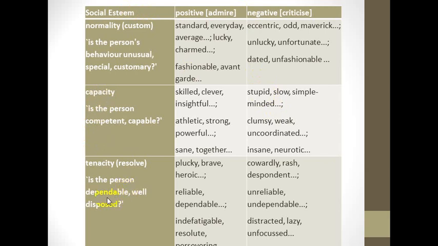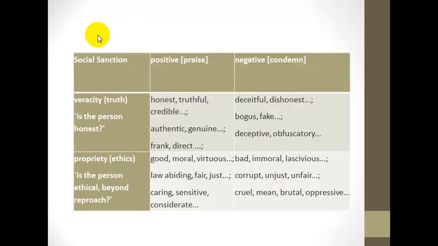Tenacity, whether someone is dependable or not. So when you write the word brave, it means positive tenacity. But if it is cowardly, it means negative tenacity or negative appraisal. Okay, beside social esteem, we can also find social sanction. So there are 2 parts, veracity and propriety. So in a positive veracity, we have honest, because veracity is about truth. Someone is honest, it means positive veracity, positive social sanction, and positive judgment, positive attitude, positive appraisal.